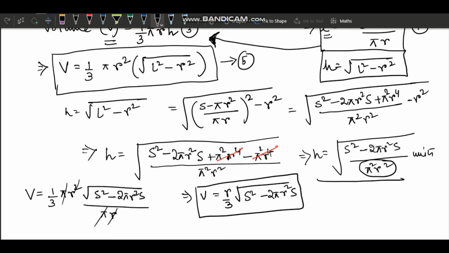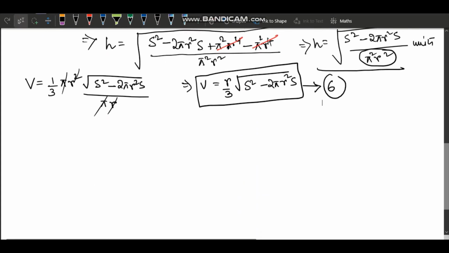So we have got v only in terms of r, and we will find the value of r which is going to maximize the value of v. So here, since we have a square root, let us square both sides. If v is maximum, then obviously v square will also be maximum. So let us write v square as v dashed.